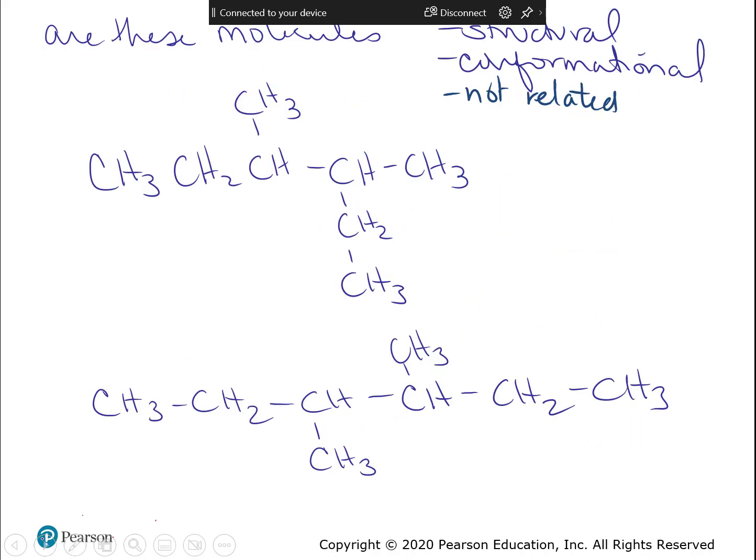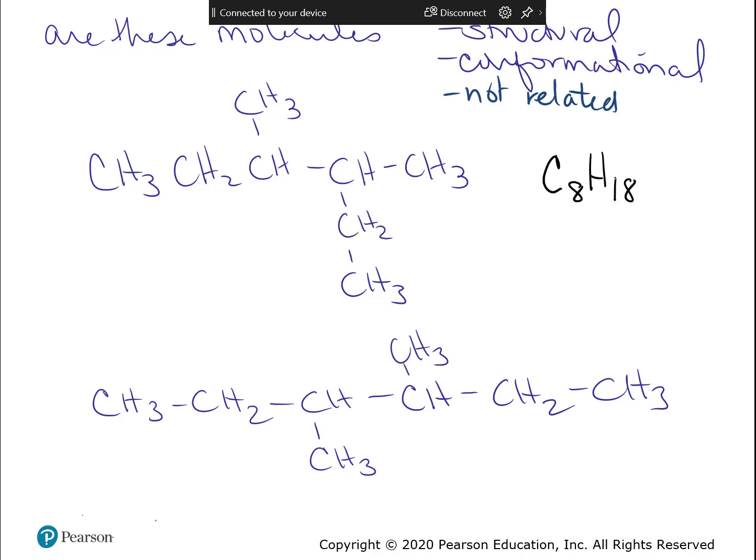Looking at these, the questions you'll see are: are these structural isomers, conformational isomers, or are these not related? And the kicker to doing this is to count the number of carbons. If they're all single bonds and no rings, they have to have the same number of carbons. So the first one has how many total? So this would be C8, H18.